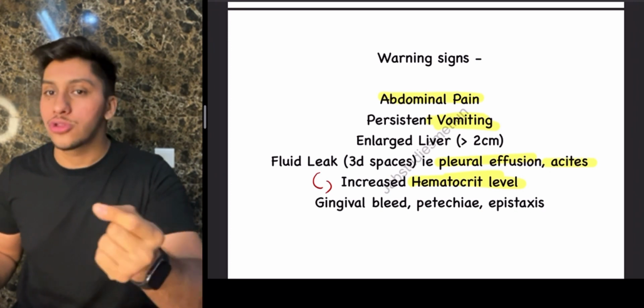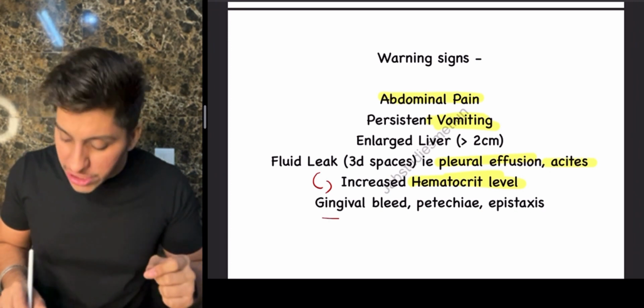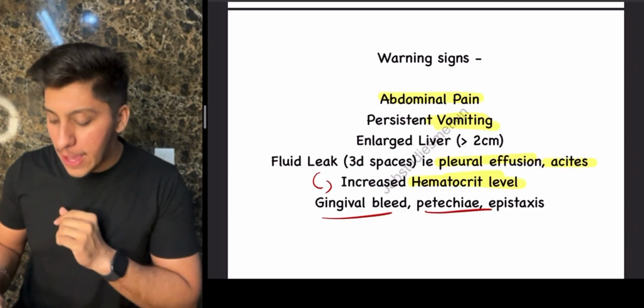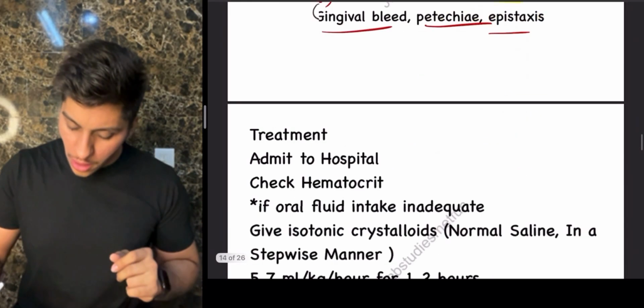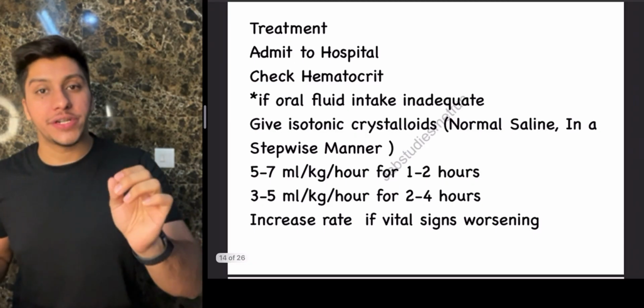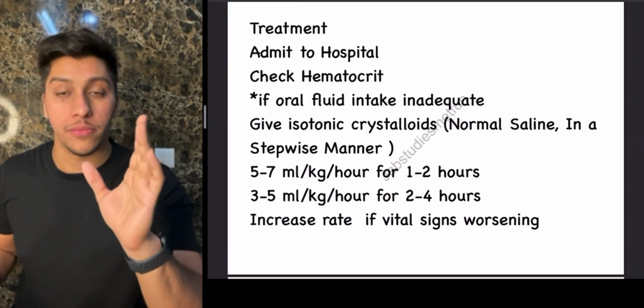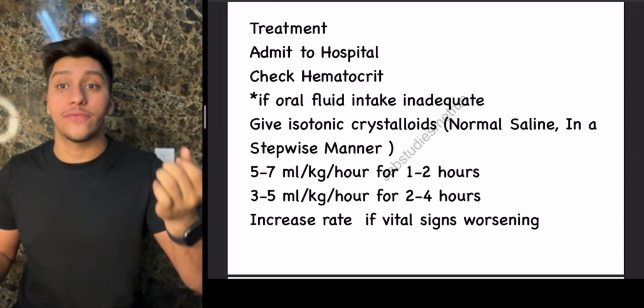Because of TCP, thrombocytopenia, you're going to have gingival bleed, you're going to have petechiae, and you'll have nosebleed as well, which is known as epistaxis. How do you manage dengue with warning signs? Now this is not a treatment at home. You have to ask them to come to the hospital. You have to admit them.